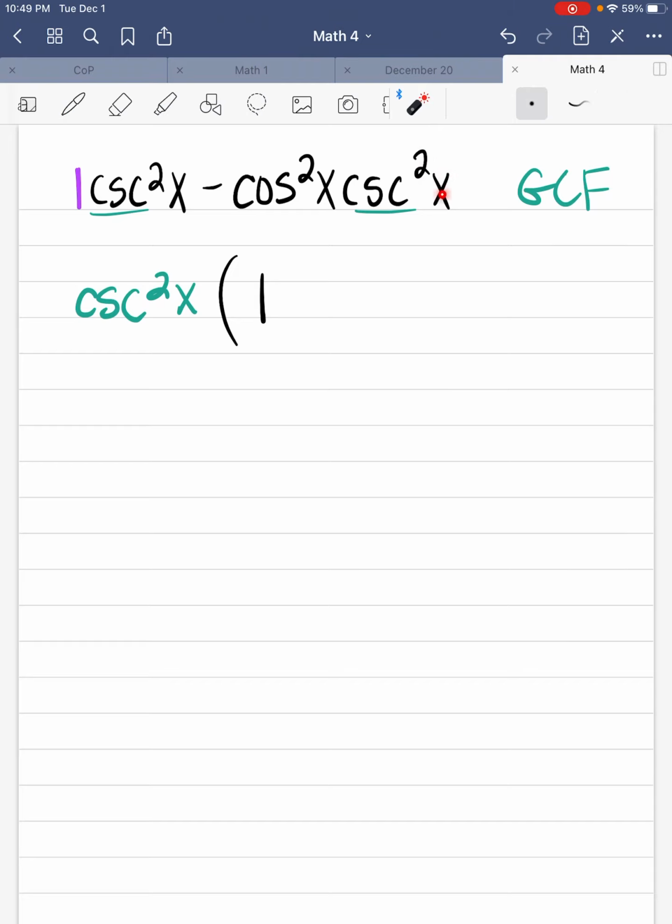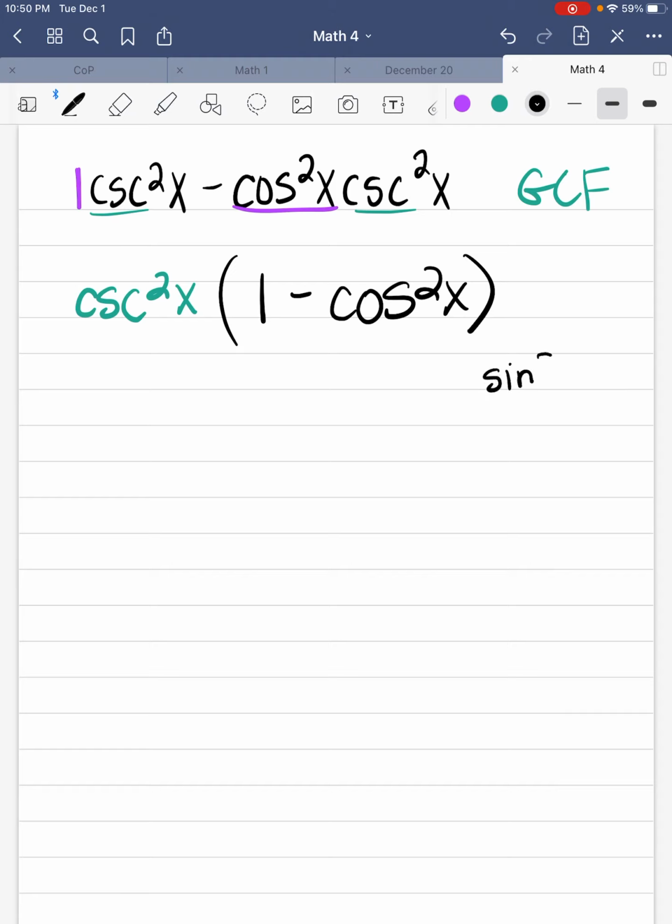Alright, I also am pulling the cosecant squared x out here, so that's going to leave me with just the cosine squared x. And I keep saying cosine. Cosecant squared x, my apologies. So cosecant squared x is the GCF, and I've pulled that out for both of those, and so I have minus cosine squared x.